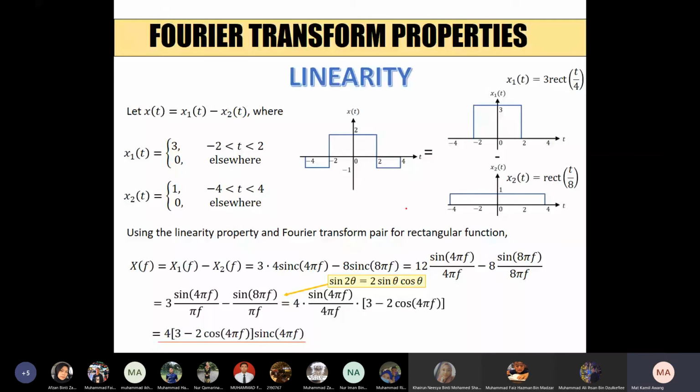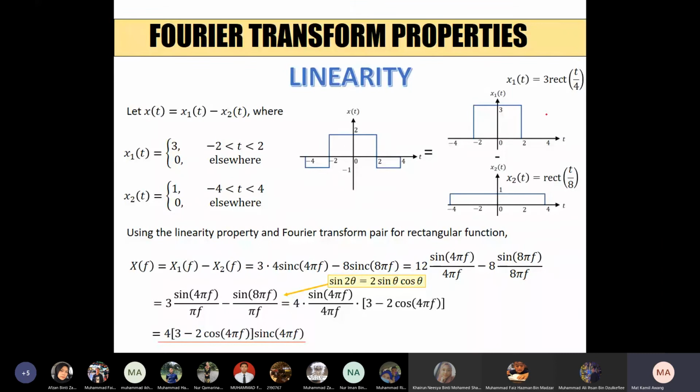So basically that is a combination of these two functions. This one function is x1 of t, and this is a function x2 of t, which is given by this formula: 3 rectangular t over 4, and x2 of t is rectangular of t over 8. So when you use the linearity property and the Fourier transform pair for the rectangular function, x of f can be written as x1 of f minus x2 of f.